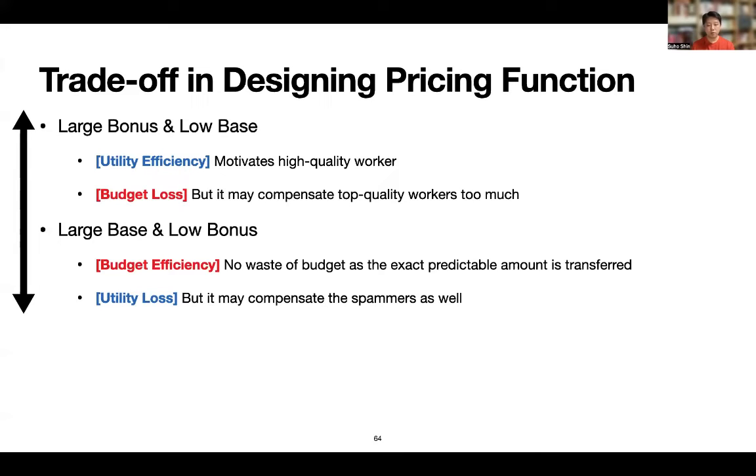On the other hand, with a large base payment but low bonus, there might be less waste of budget, as the exact amount of payments are transferred to each worker, but it cannot efficiently motivate the high-quality workers and may recruit more spammers as well.